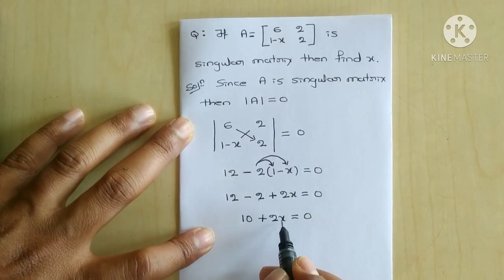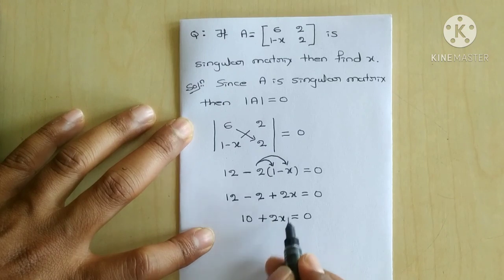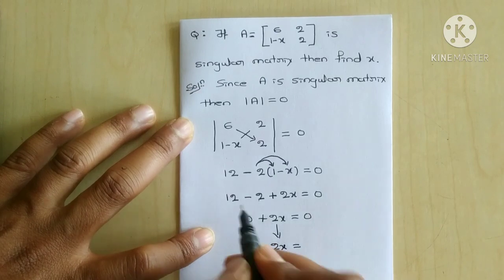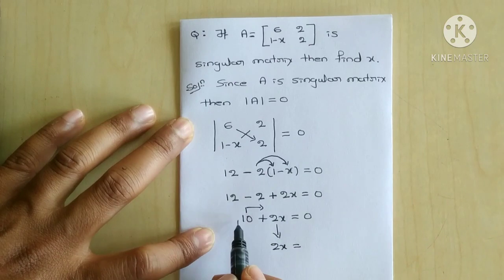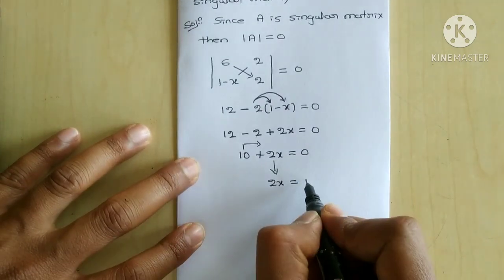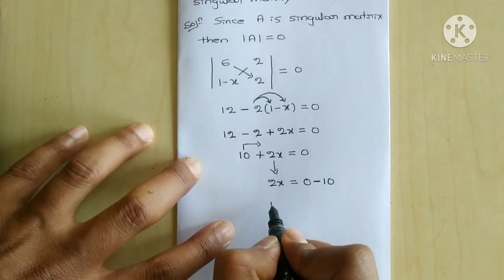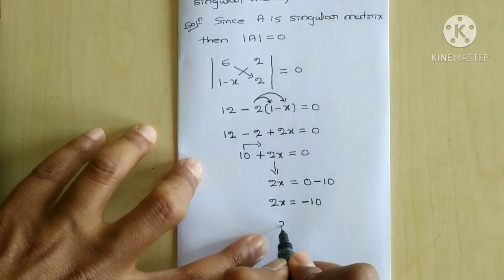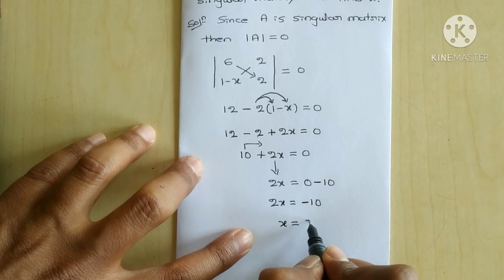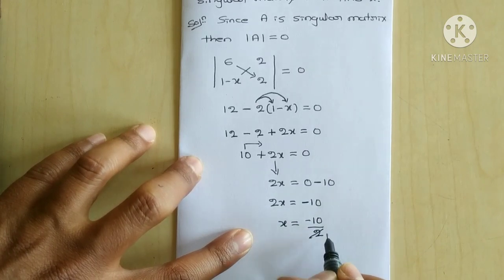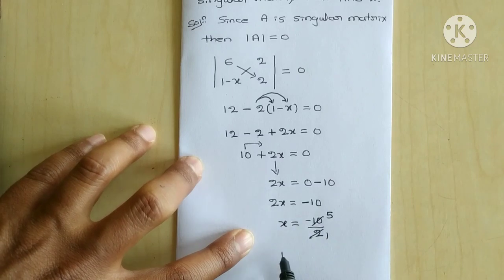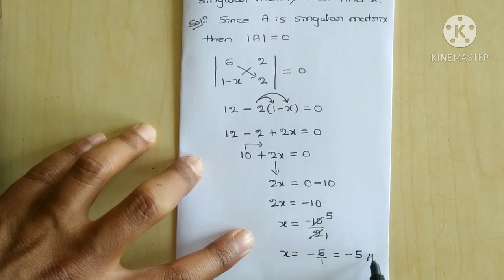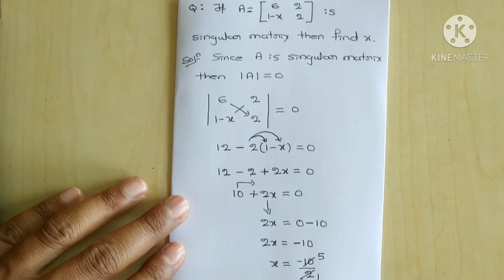Next, you need the x value. Only one x term is there, 2 times. I keep this as it is. 2x is equal to, shift this 10 to the right hand side. Here the plus sign becomes minus 10. Therefore 2x equals 0 minus 10, which is minus 10. Finally, you need the x value. x is equal to minus 10 divided by 2. Cancel: 2 ones are 2, 2 fives are 10. Therefore x is equal to minus 5 divided by 1, which means minus 5. So this is the value of x.